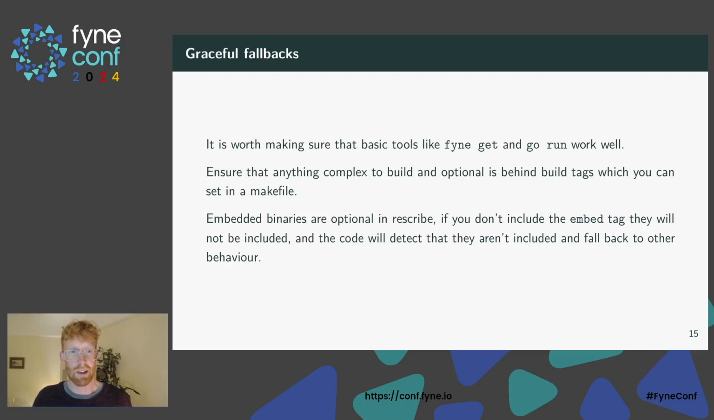Graceful fallbacks, the last thing to mention. It's nice to make sure that go get and go run work well. So use build tags to do anything fancy like embedding, so that a default run doesn't need anything but what's in the repository, and you should be all good.